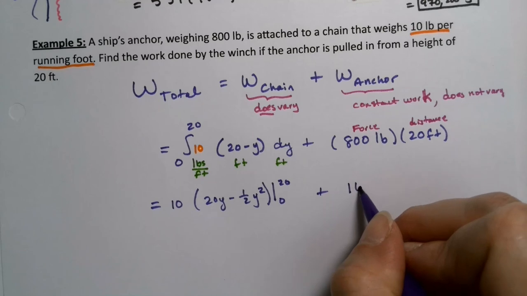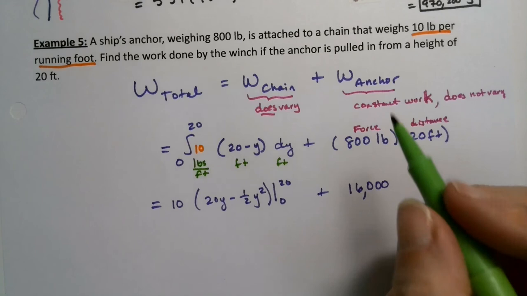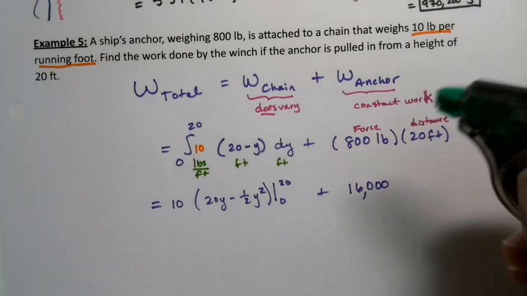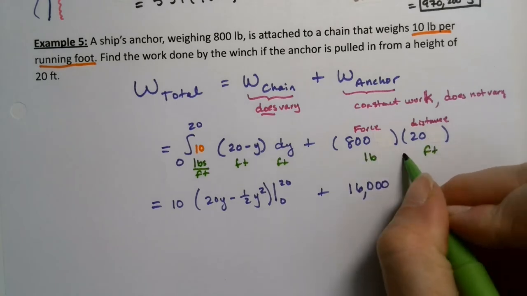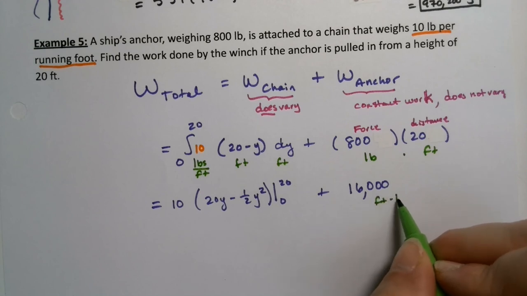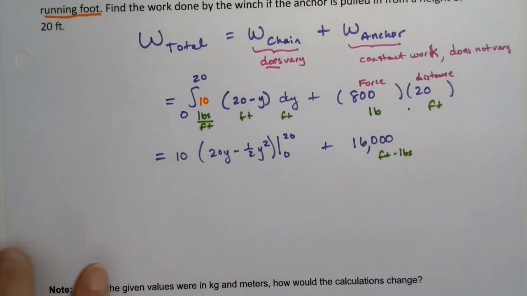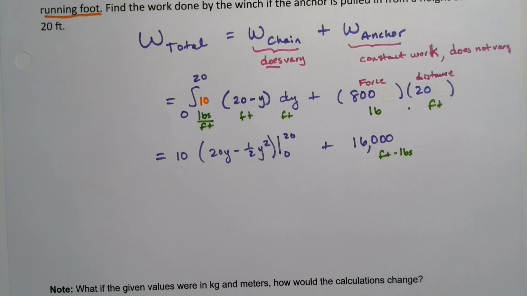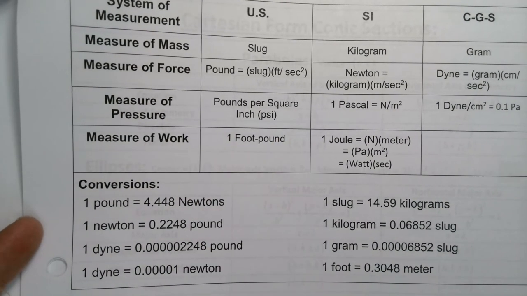Plus the anchor, which is just going to be 16,000, done. And if you want to know the unit here, I should have done it this way. I can just go pounds times feet, and you can see it's going to be foot-pounds. If you've ever heard of foot-pounds as a unit, that's what it's going to be. Foot-pounds are a unit of work for the English system. It's also in your backup sheet for definitions. Measurement of work, foot-pounds. So there you go.